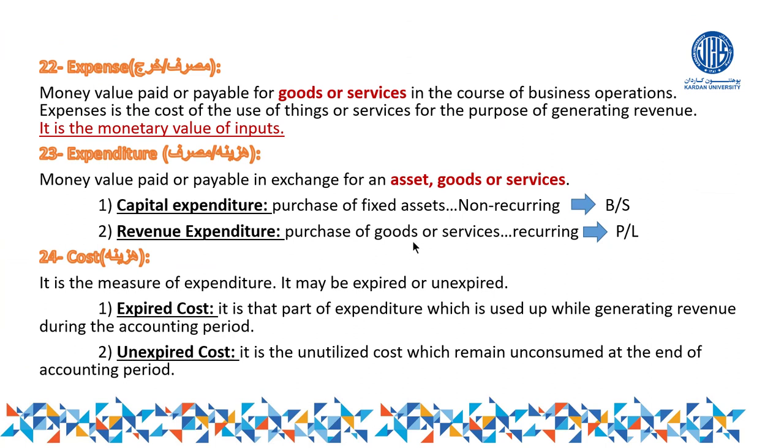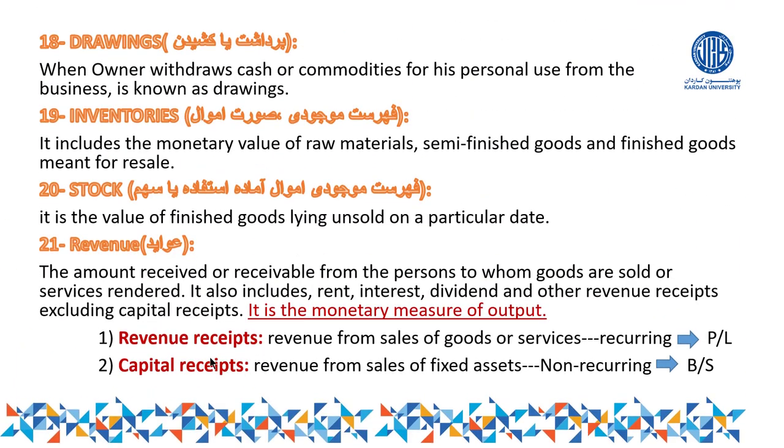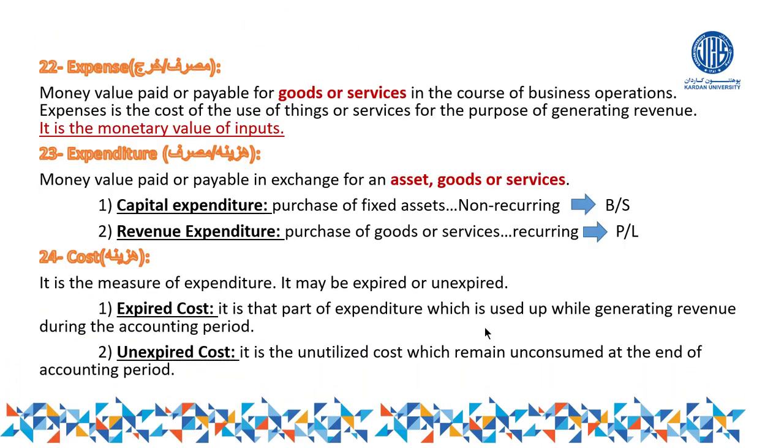On the other side, we have revenue expenditure. Revenue expenditure is same like this one. Like revenue receipt. And that one is for goods and service and appear in what? Profit and loss. So, revenue expenditure means purchase of goods or service. And that is recurring and that one appear in what? In profit and loss.